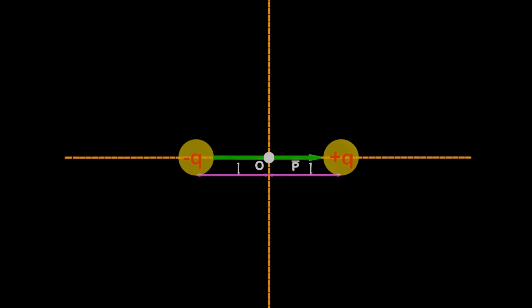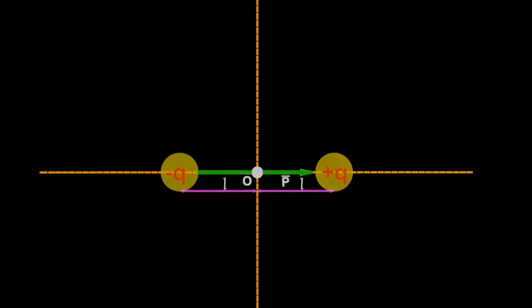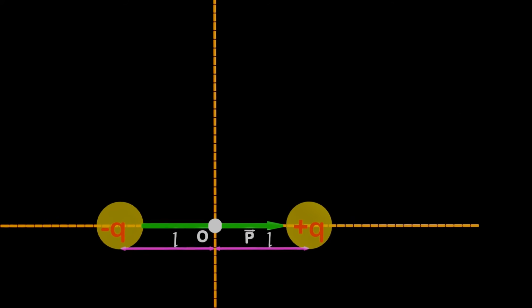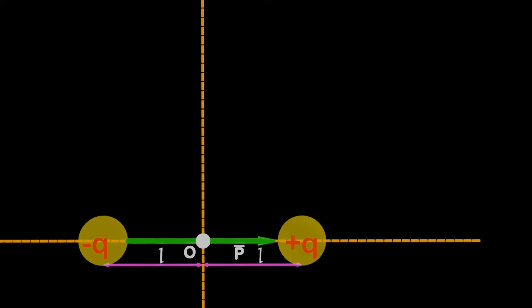Let's now discuss the third and final case, in which point M is neither in the axial position nor in the equatorial position. In other words, this time we need to determine the net electric field at a point in space. Here point M is located at a distance x in space, where the line joining point M and the center of dipole forms an angle theta with the axis of the dipole.